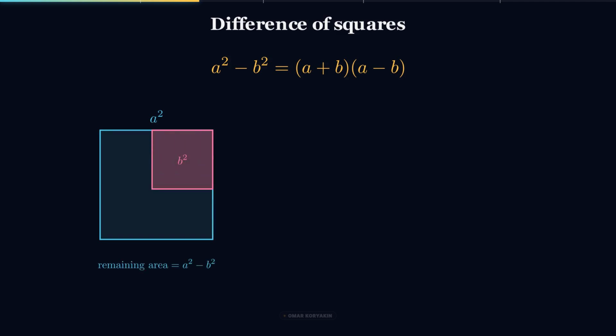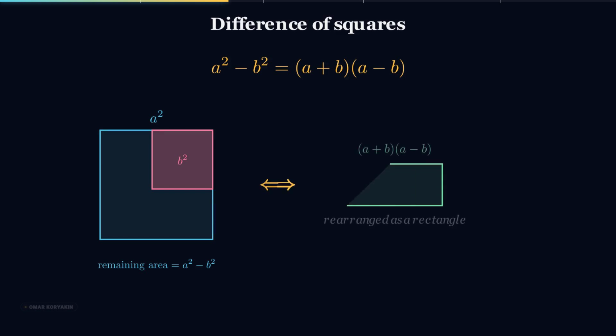Now cut a smaller square of side b out of one corner. The piece you removed has area b squared. The remaining shape is an L, and its area is exactly a squared minus b squared. Two squares, one big, one small. The difference between them is what we are trying to factor.